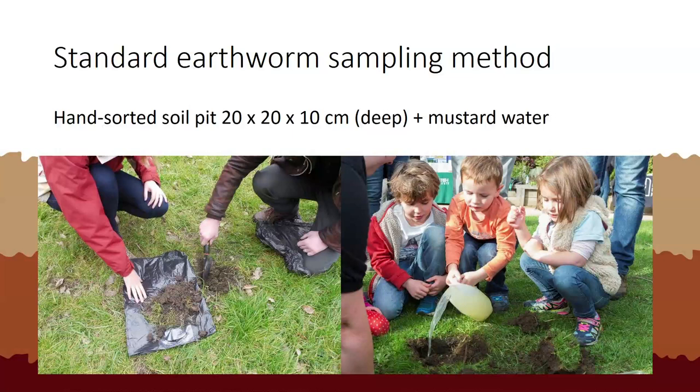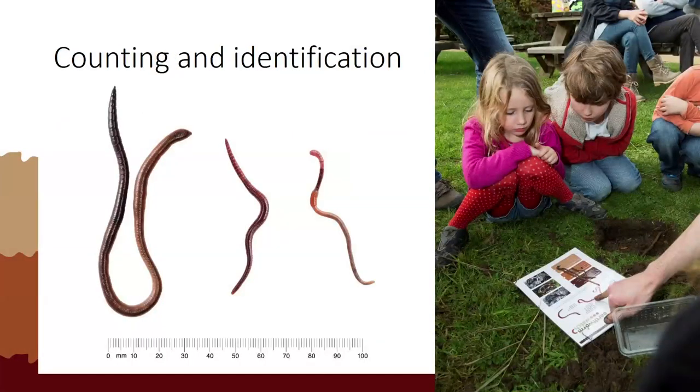So this uses a standard earthworm method. You dig a hole 20x20x10, sort through, count the earthworms, and then we provide a sachet of mustard powder to make up in water to try and get some of these deep burrowing anecic species out. And then they count and identify the worms and then put them back when they're finished.